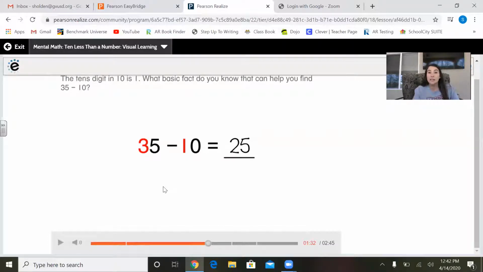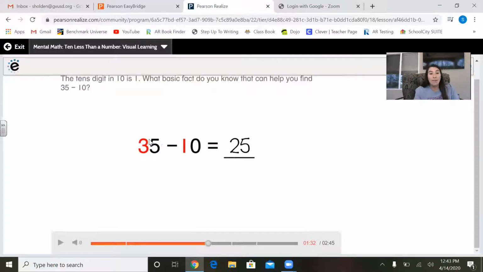So we're going to take the number in the tens place from each number. So we have 3 over here and 1 over here, and we're going to subtract those. So now we have 3 minus 1 equals 2. So that's why we have a 2 in the tens place. Then I'm going to take my ones place. Don't forget about your ones.